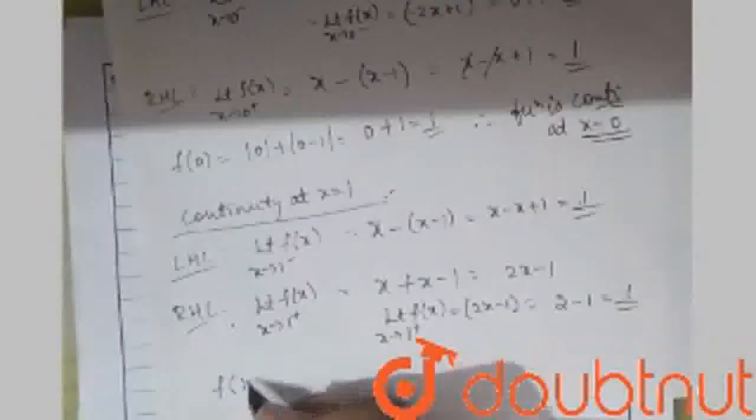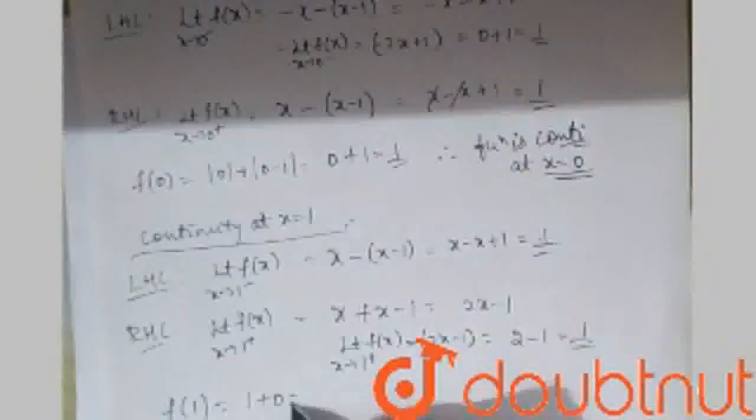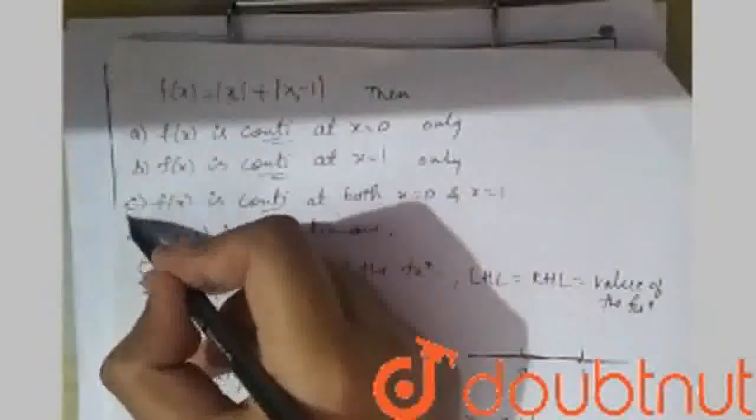What is the value of the function? That is f of 1, which is 1 plus mod of 1 minus 1. 1 minus 1 is 0, so 1 plus 0 is 1. Since LHL equals RHL equals value of the function, the function is continuous at x equals 1. Therefore the function is continuous at both points, x equals 0 and x equals 1. So clearly option C is the answer: the function is continuous at both x equals 0 and 1.